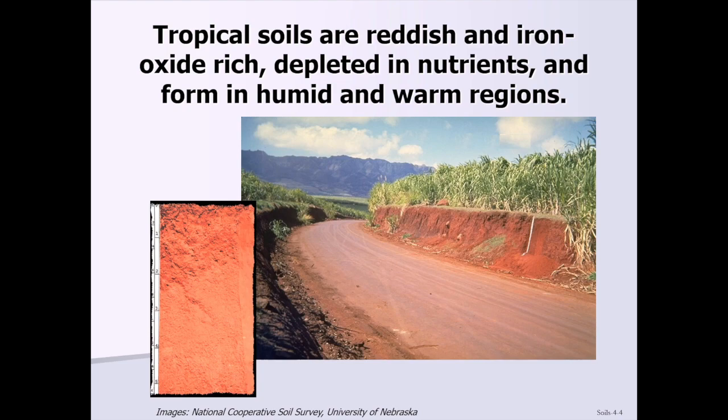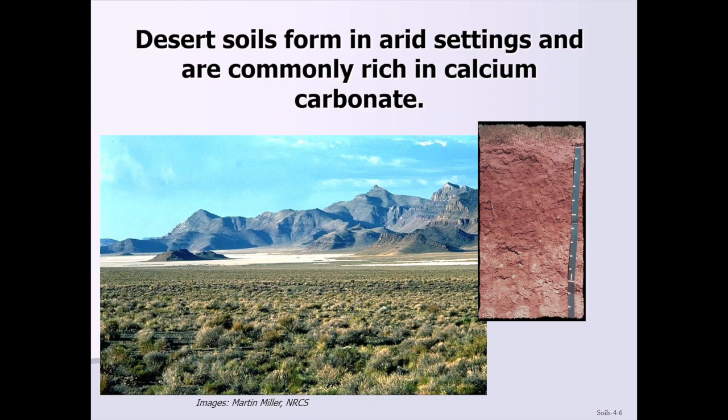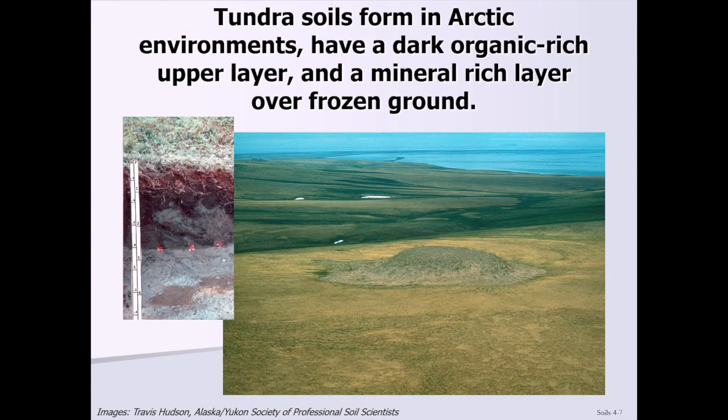Your tropical soils are reddish, and so that horizon layer is iron oxide rich. The reason it's red is because it's rusting. It is depleted in nutrients and it will form in those humid and tropical environments. Your organic soils, dark colored, rich in decomposed organic matter, and they form in those swamps. And if you think about forming a rock from that, that's why you would get coal. The desert soils are rich in calcium carbonate, so you're looking at lots of limestone, lots of calciums, lots of halites, and very arid, very small particle size, very nutrient poor.